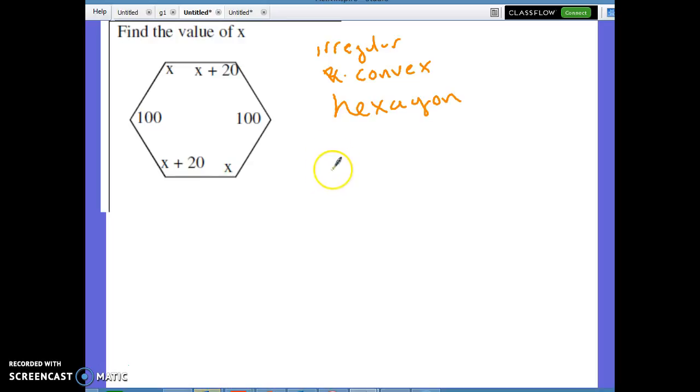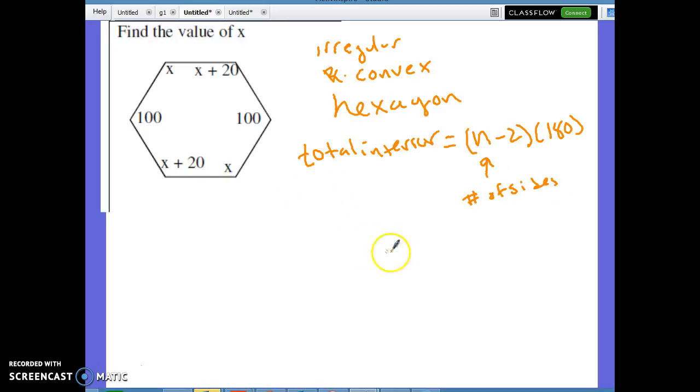Now we know a formula for the interior angles of a regular hexagon. However, this is an irregular hexagon, so we cannot use that formula. What we have to do is realize that since it is a hexagon, we can figure out what the total interior angle measure is. The total interior angle measure is given by the equation n minus 2 times 180. And by now we should know what n is. N is the number of sides.